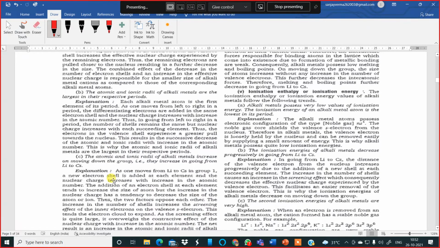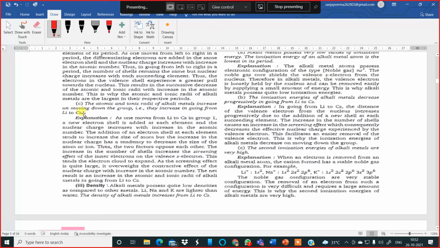So that is the second question which can be asked. The third one, number C: the atomic and ionic radii of alkali metals increase on moving down the group. If you move from top to bottom with respect to the atomic and ionic radii, you will find that there is an increase in the number of shells on moving from lithium to cesium. Explanation: as we move from lithium to cesium in group 1, a new electron shell is added. That is the main reason why there is an increase in the size. So that was with respect to the atomic and ionic radii variation down the group.